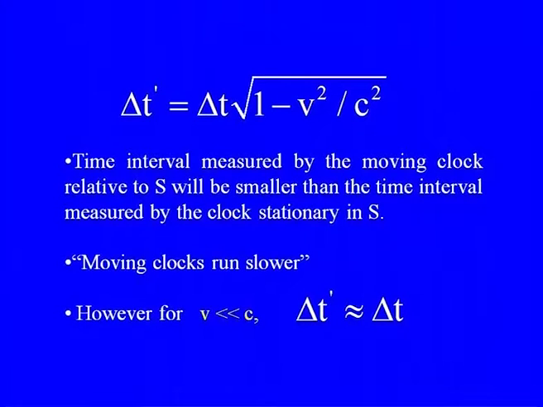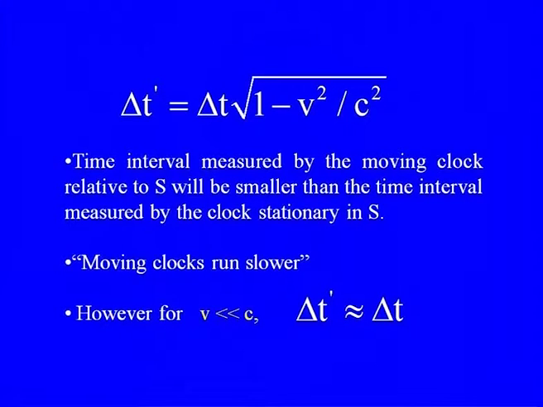Okay. Now, what does it mean physically? It means that the time interval measured by the moving clock relative to S will be smaller than the time interval measured by the clock stationary in S. So in other words, what we have is confirmation of the statement with which we started, that moving clocks run slower.